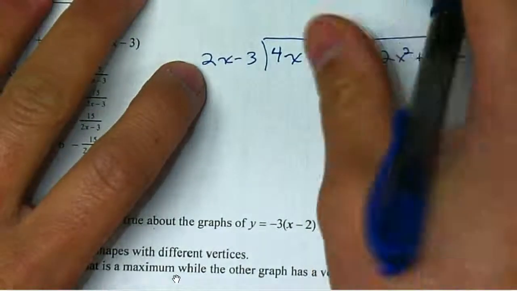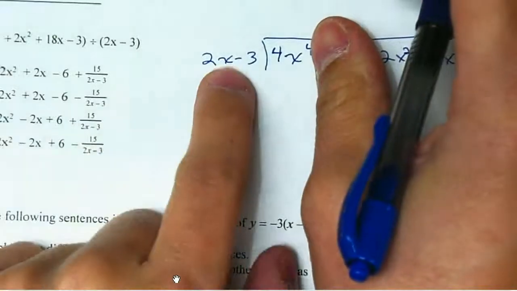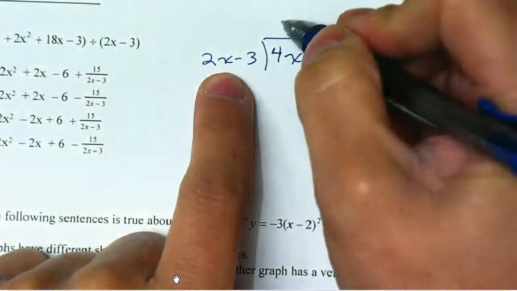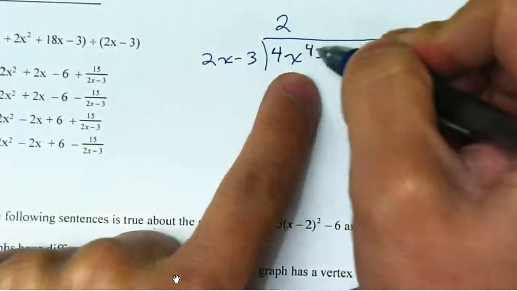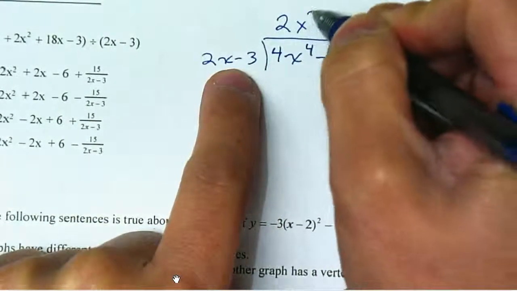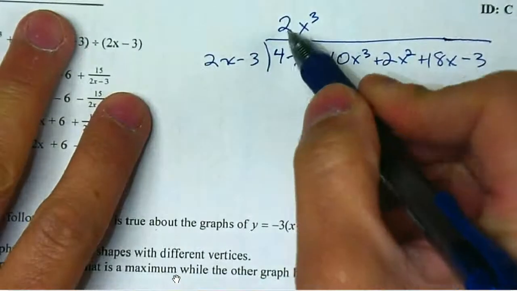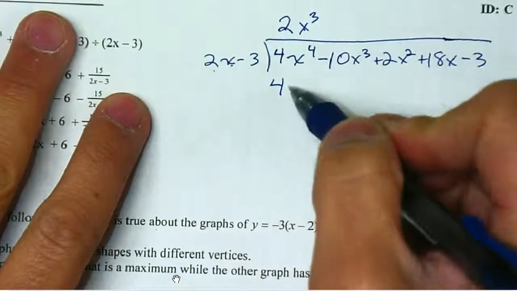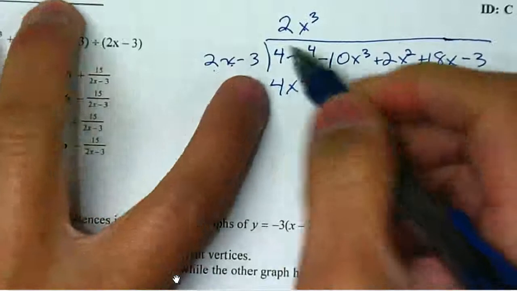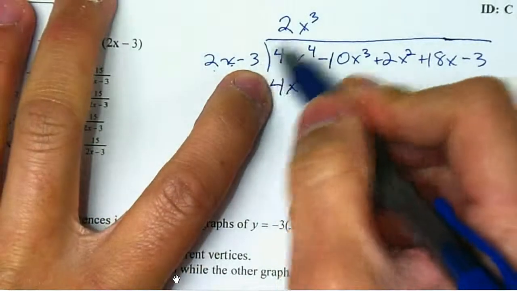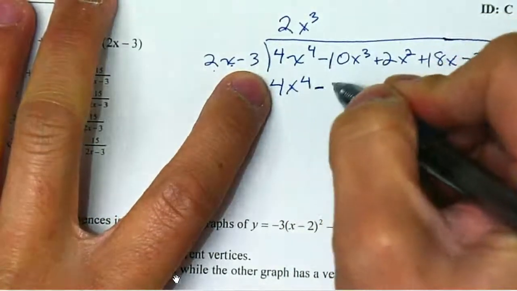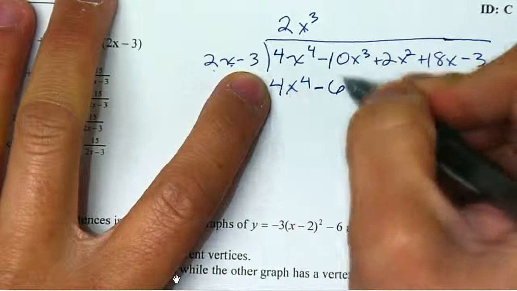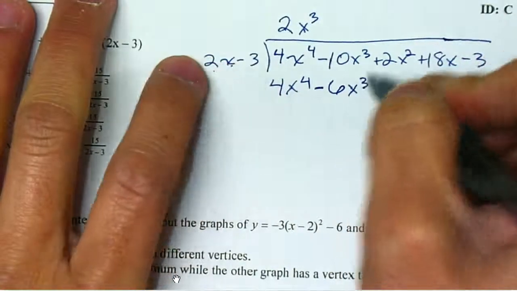So dividing the fronts here, I have 4x to the fourth divided by 2x. So that's going to be 2, and then x to the fourth divided by x is x to the third. Then I multiply, 2 times 2 is 4, x to the third times x is x to the fourth. And don't forget to distribute to this term also, so 2 times minus 3 is minus 6, x to the third times nothing, it's x to the third.